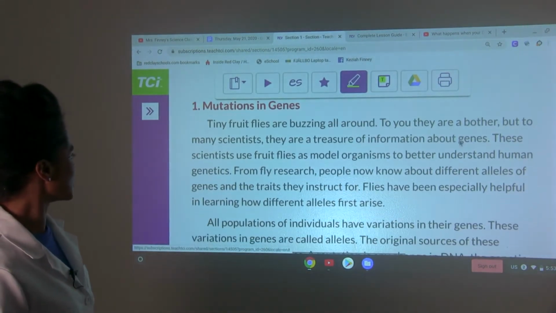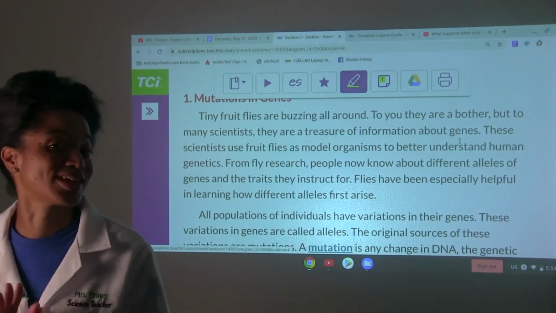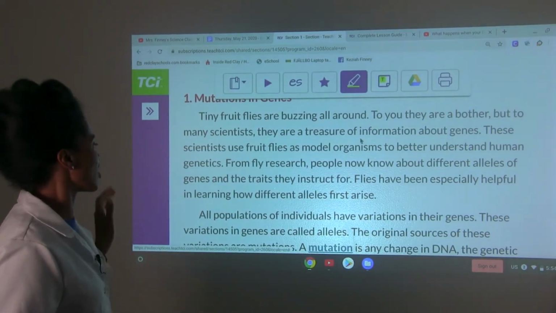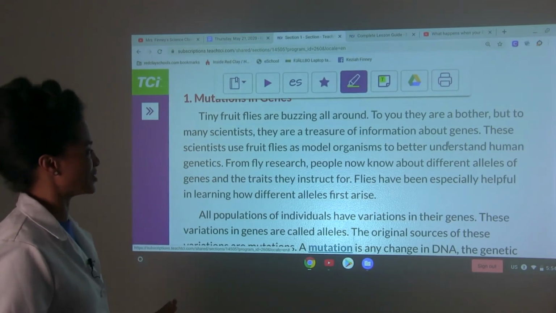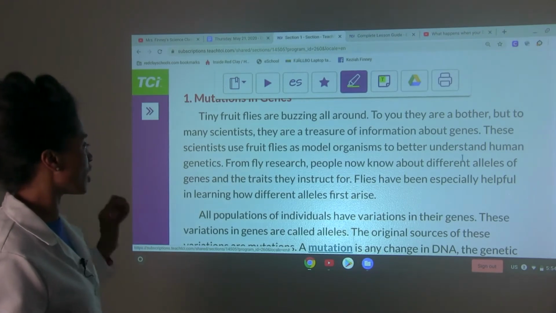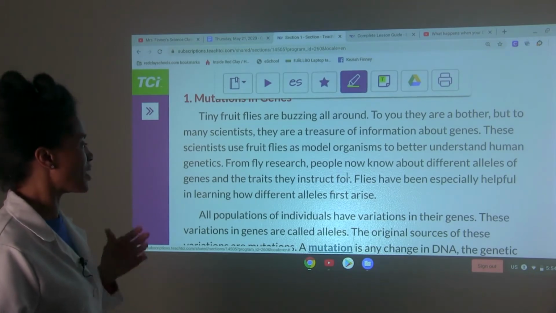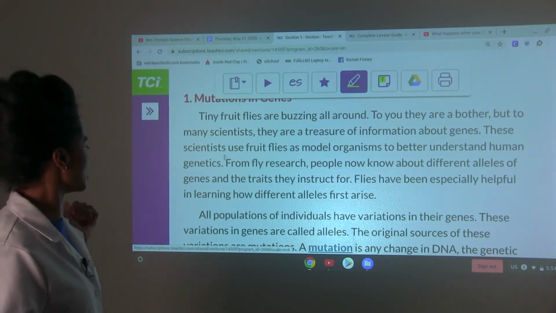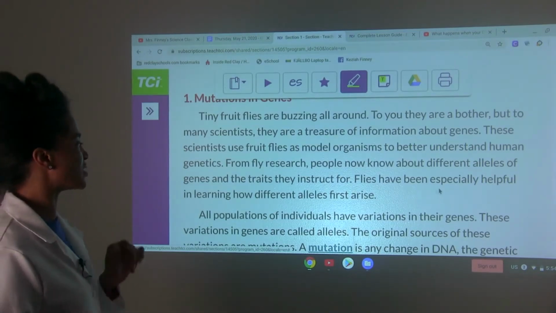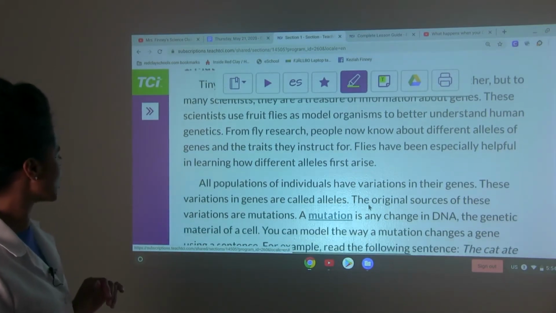Check this out. Tiny fruit flies are buzzing all around. I don't like when fruit flies are buzzing around. To you, they are a bother, but to many scientists, they are a treasure of information about genes. These scientists use fruit flies as model organisms to better understand human genetics. From fly research, people now know about different alleles of genes and the traits they instruct for. Flies have been especially helpful in learning how different alleles first arise.